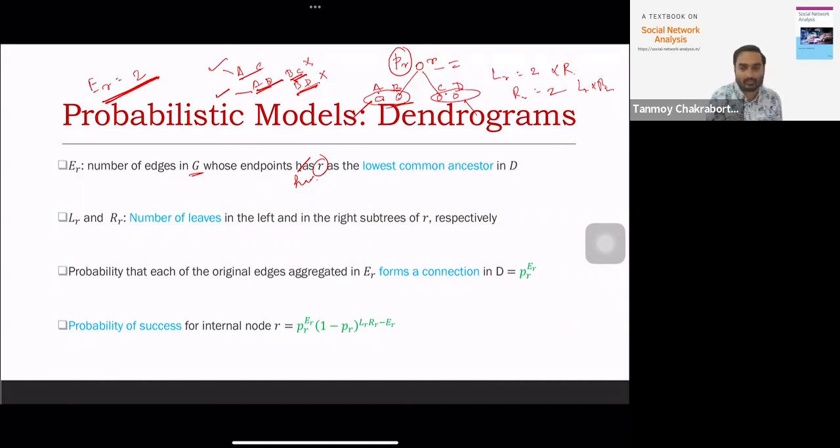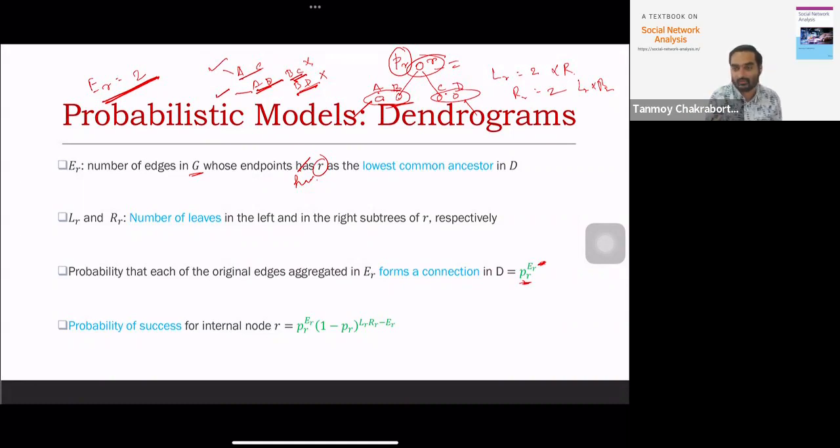So what is the probability that these edges exist due to the internal node R? The probability would be PR to the power ER. PR is the success rate. PR is the probability that nodes are connected, right? And how many such nodes are connected? ER number of nodes are connected. So PR times PR times PR and so on. It will go on for ER times.